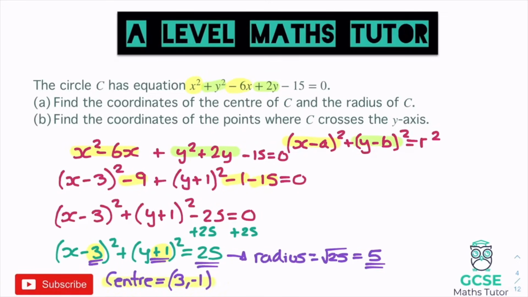So there's our two key parts for part A. We've got our radius, which is 5, and our centre, which is 3 and minus 1. Just need to be careful when there is a positive number in the bracket like the y plus 1, that you remember it must have been negative 1 that we took away in order for it to become positive.